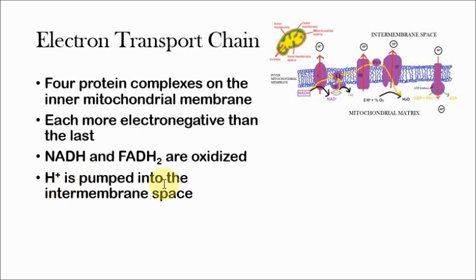So since hydrogen ions are actually being pumped into that intermembrane space, you get a very acidic environment, and that acidic environment will want to neutralize with the basic environment in the center of the mitochondria. That's where the energy will come from in order to produce ATP. We'll be talking about that in our next slide.